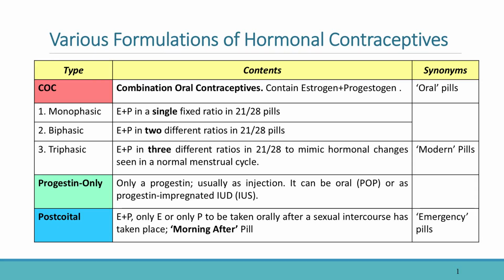Progestin-only methods include oral pills, injectables, and intrauterine systems. Emergency contraceptives are taken after intercourse. An important principle is that different formulations are selected according to patient-specific needs such as adherence, lactation status, thromboembolic risk, and preference.